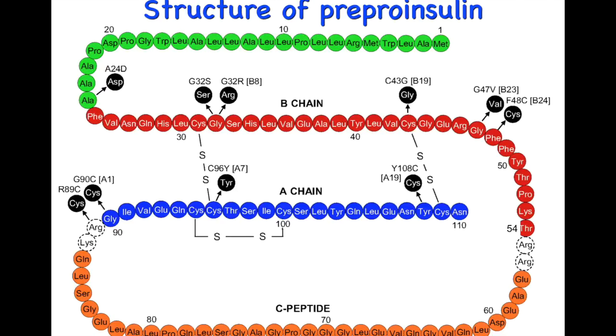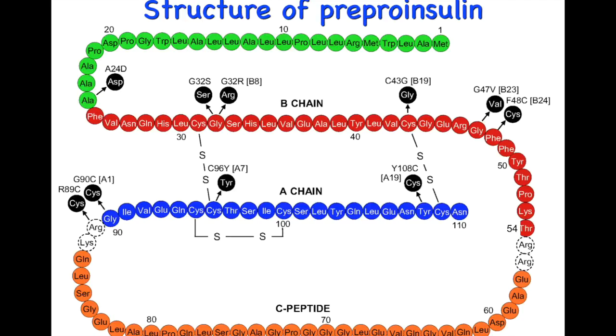And preproinsulin is cleaved by an enzyme at A24. That's right at the end of the green section to form proinsulin. So the green section is cleaved off. We then have cleaving at 54 and 89. So this means the orange section is cleaved off. So we're left with the red section, which is the B chain, and the blue section with the A chain, and we've lost the C chain in orange and the green chain.